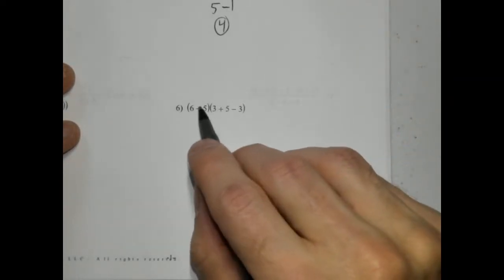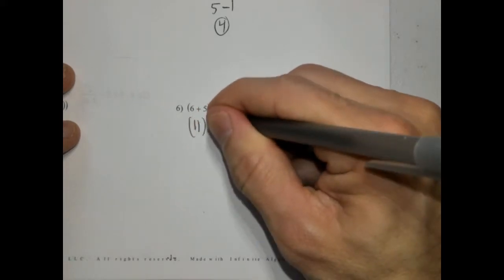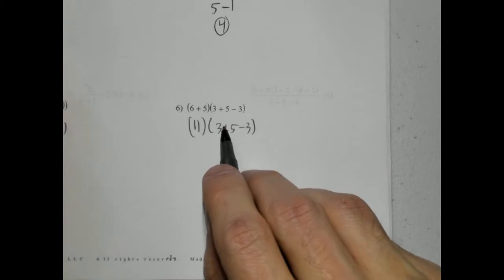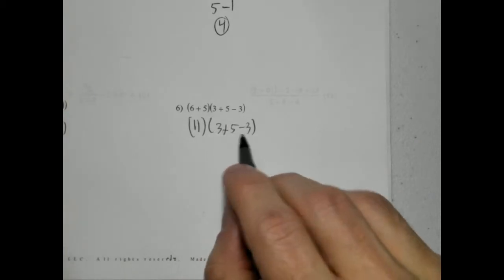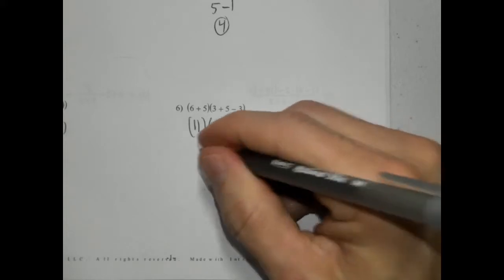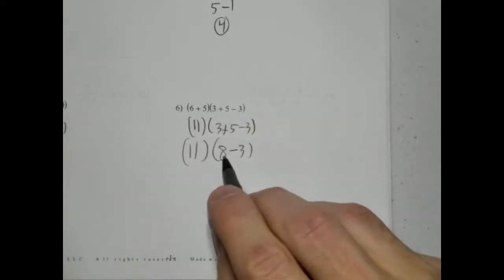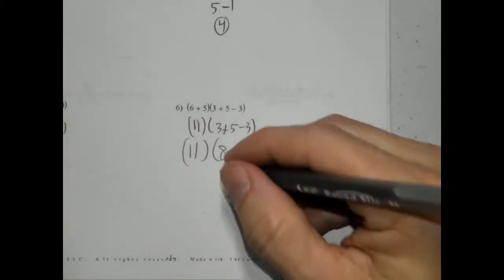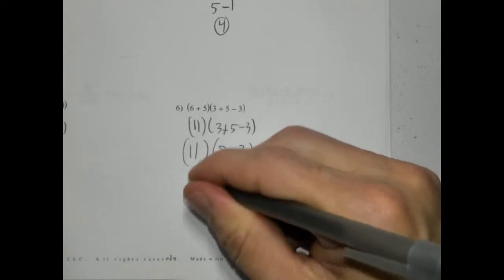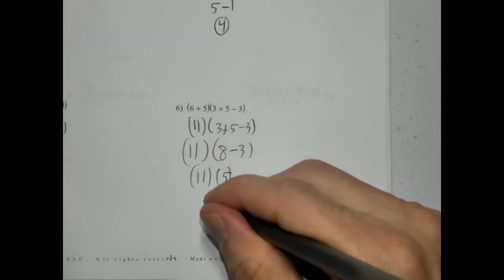Okay, number 6. Again, we have a whole bunch of parentheses. We're going to do the work inside this one first. 6 plus 5 is 11. Then we have 3 plus 5 minus 3. And addition and subtraction is a single step from left to right, even if it's in the parentheses. So 3 plus 5 is 8. Minus 3. And then 8 take away 3 is 5. 11 times 5 is going to be 55.